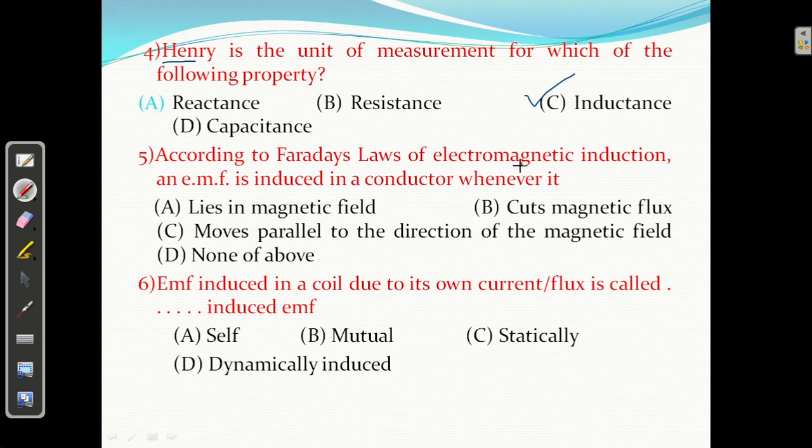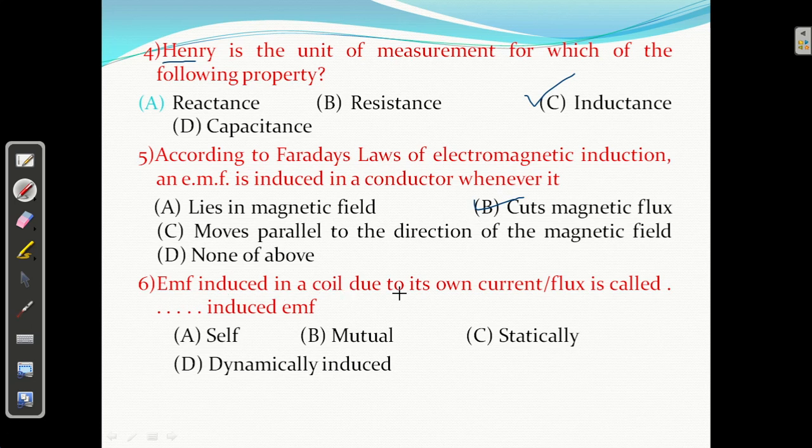According to Faraday's law of electromagnetic induction, an EMF is induced in a conductor whenever it lies in a magnetic field, cuts magnetic flux, moves parallel to the direction of magnetic field, or none of the above. So according to Faraday's law, an EMF is induced in a conductor whenever it cuts the magnetic flux. When flux is cut, the changing amount of flux will link with the coil, and according to Faraday's law, E equals N d phi by dt, EMF will be induced. So answer is B.